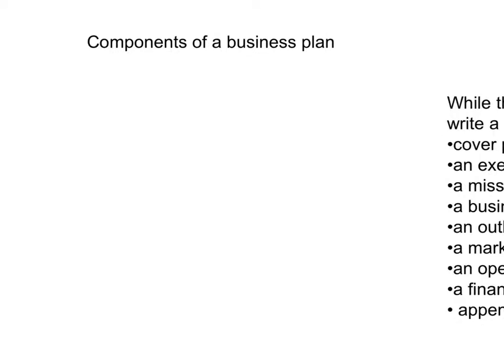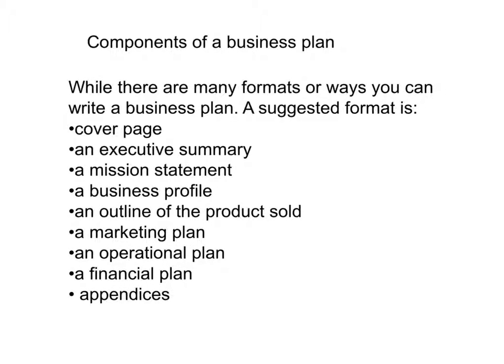Components of a business plan. While there are many formats or ways you can write a business plan, a suggested format is cover page, an executive summary, a mission statement, a business profile, an outline of the product sold, a marketing plan, an operational plan, a financial plan, and appendices. Cover page.